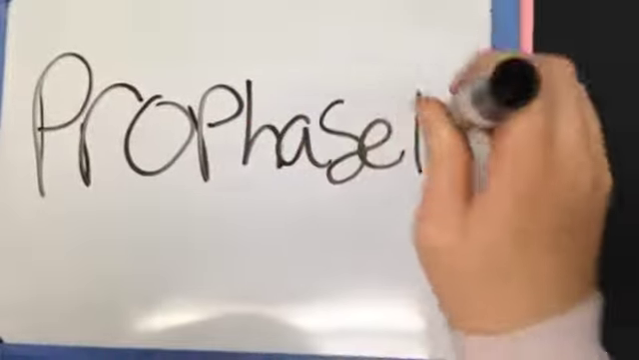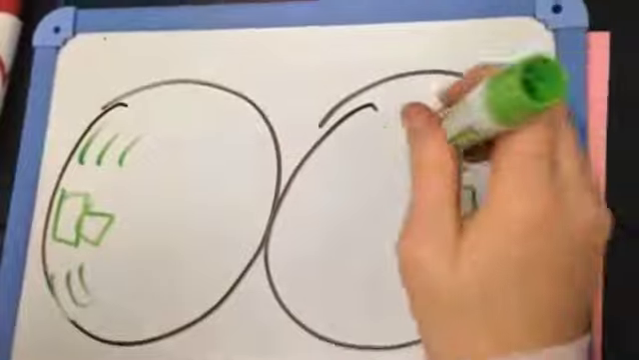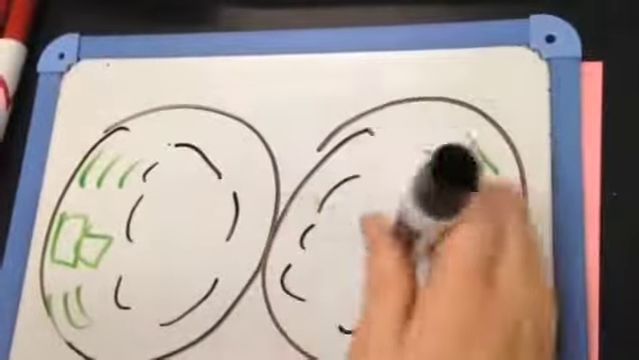In prophase 2, the DNA condenses and centrioles move to polar sides of the cell. The nuclear membrane begins breaking down. Unlike prophase 1, crossing over does not occur because there are no longer homologous pairs.